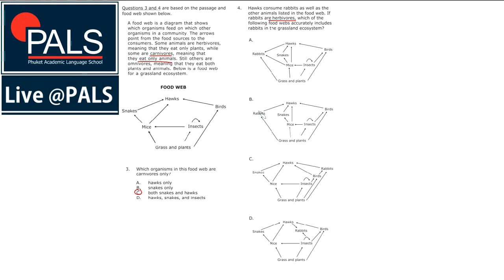So where do we put rabbits? B looks very correct. For rabbits, we have an arrow going from the grass and plants, which means rabbits are herbivores. The others have animals in the food web going to rabbits, which would make them, for example, rabbits eating birds would make them omnivores. Same here, rabbits eating mice makes them omnivores. Herbivores only eat plants. So the correct answer is B. And then an arrow going to the hawks.